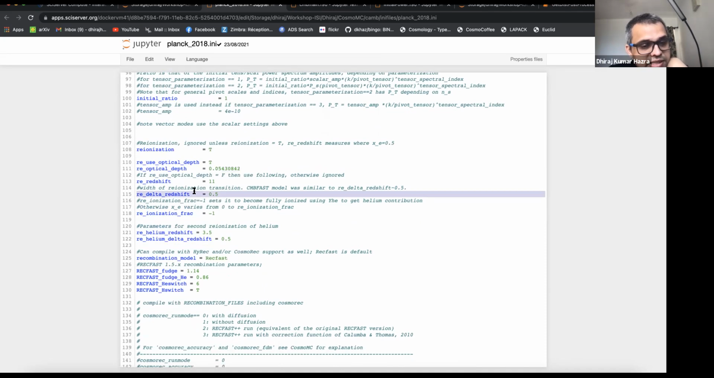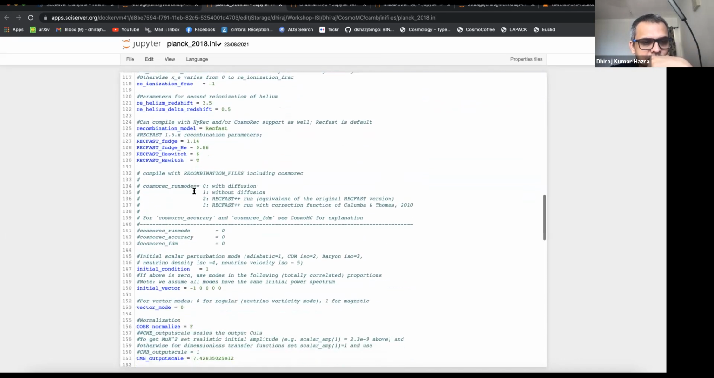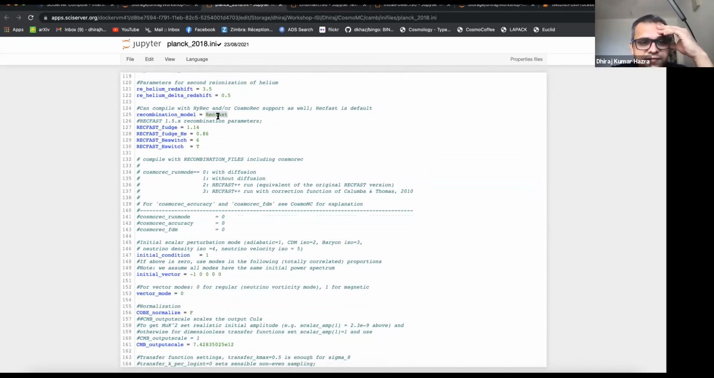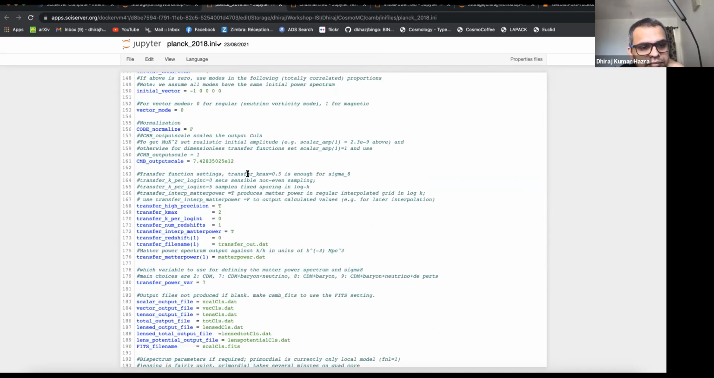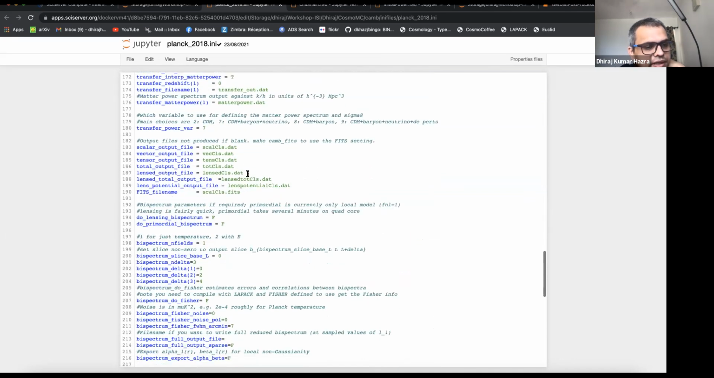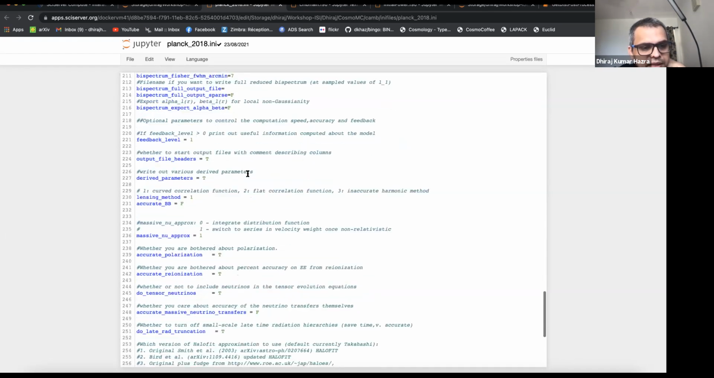Reionization delta redshift, this you can change and see what is the effect on the angular power spectrum. Recombination model is RecFast. As I said, there are different types of recombination codes which solve this recombination equation dXe/dt. We are using RecFast here, or you can also use CosmoRec. It also has CosmoRec support. They match pretty well. All right, that's it. So bispectrum is not needed.